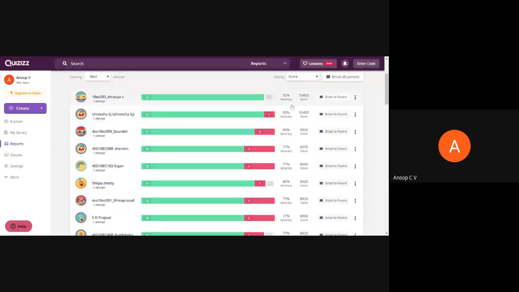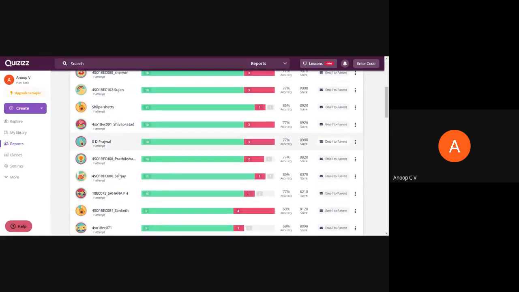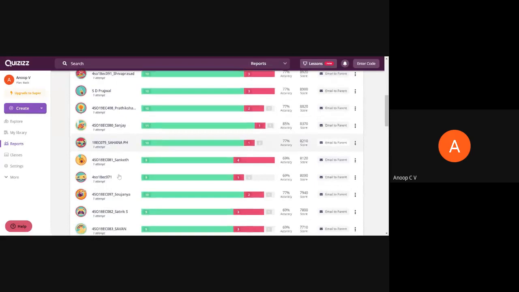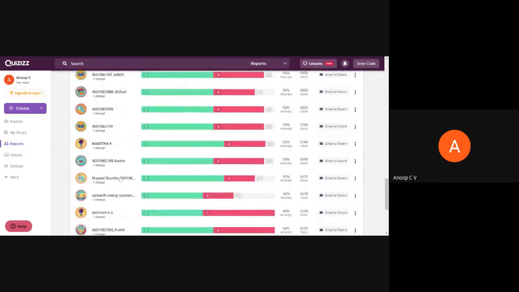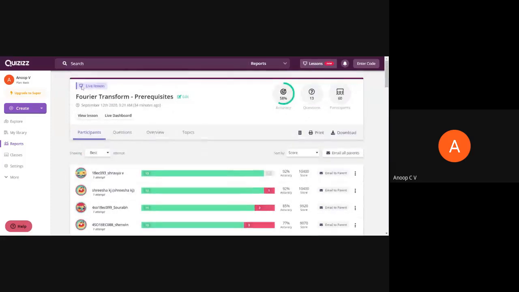She had given 92% accurate answers, and her score is 10,400. Srisha KJ is also there with the same score, right? And we have Saurabh and Sherwin, Sujan, Shilpa Shetty, Shiva Prasad, SD Prajwal, Pratiksha, Sanjay, Sahana. All have played very well, right? Not a problem. I stopped sharing. So I congratulate all those who participated. It was not to identify a winner or test your knowledge, just to make you aware these are the prerequisites.